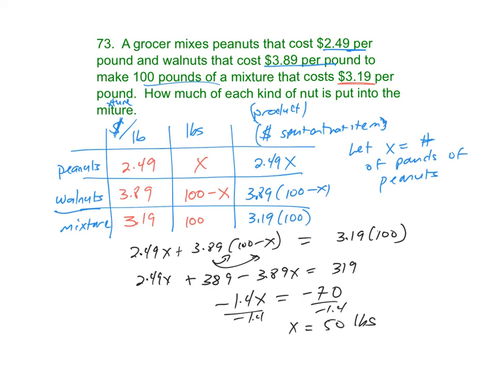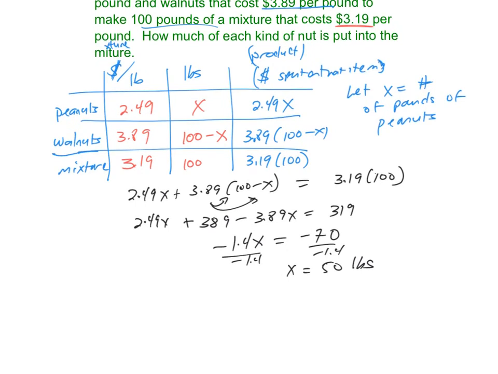And I'm going to answer in a complete sentence. So that would be, we need to use, how much we need to put into the mixture of each. So use 50 pounds of peanuts and 50 pounds of walnuts to create the desired mixture.